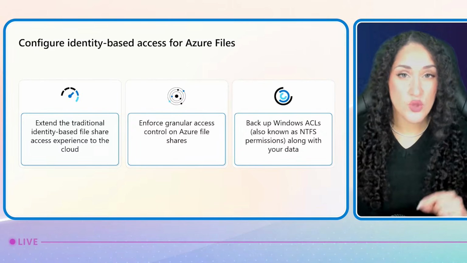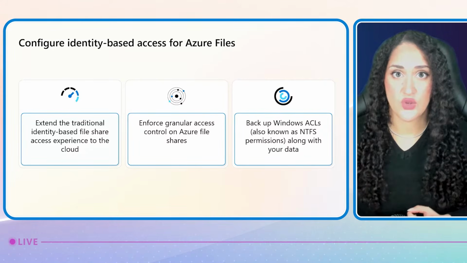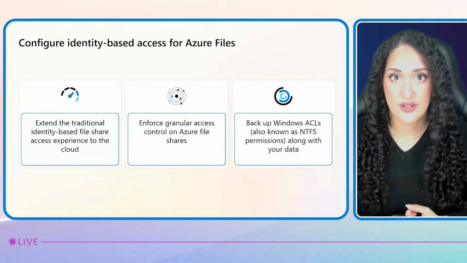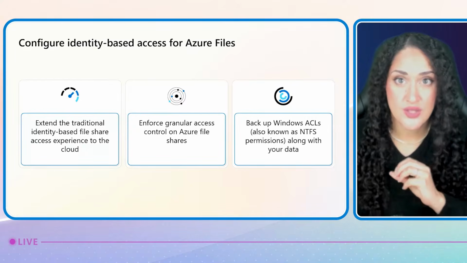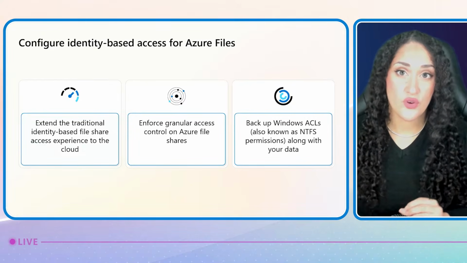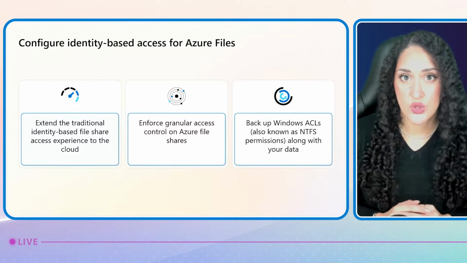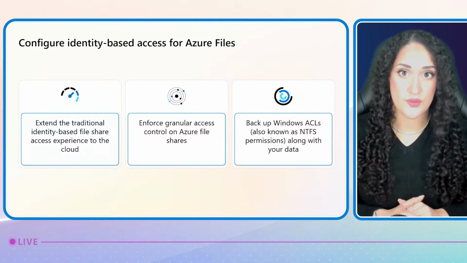For the exam, make sure you know the different access methods. For example, identity-based access for Azure Files extends traditional file share access to the cloud. Then you can enforce granular permissions and back up Windows ACLs along with your data. For the exam, make sure you know the restriction. Identity-based authentication is not supported with NFS shares.